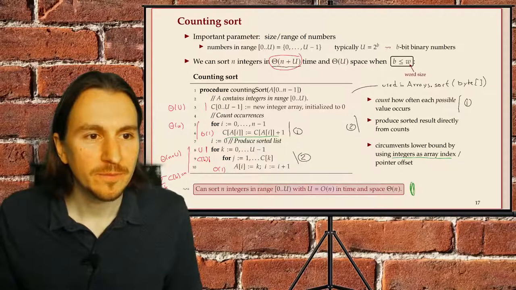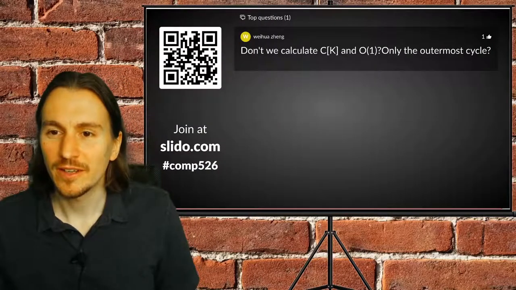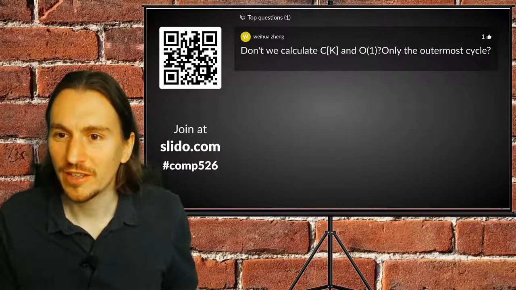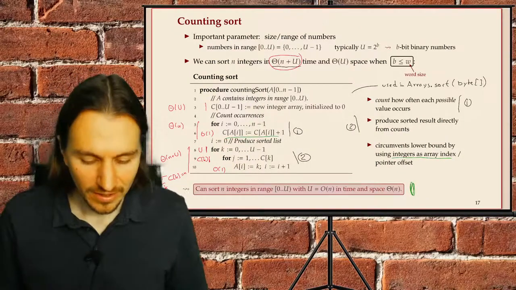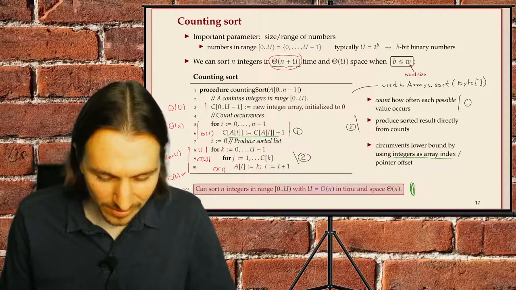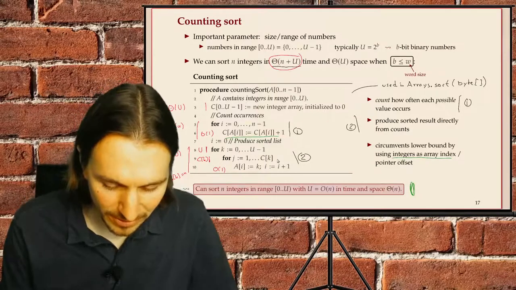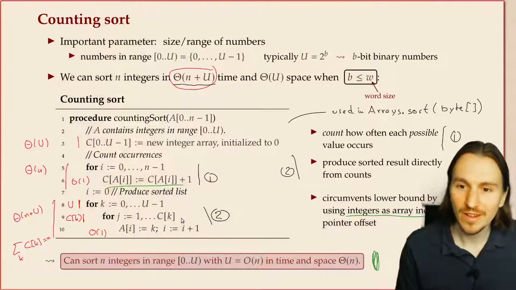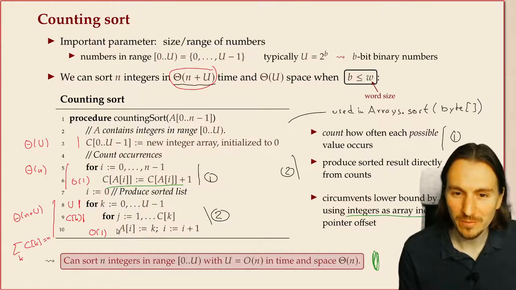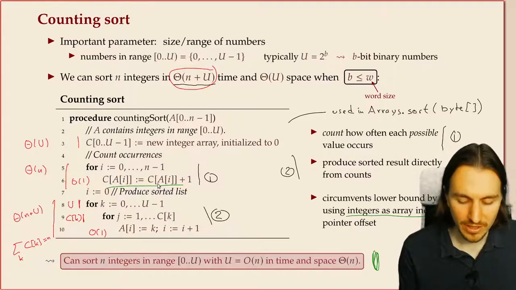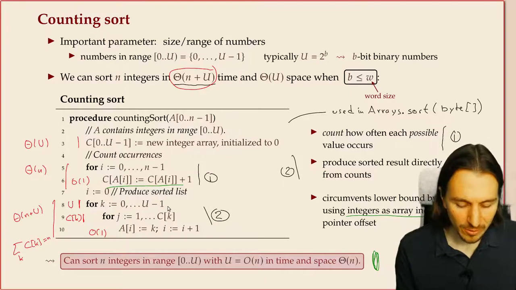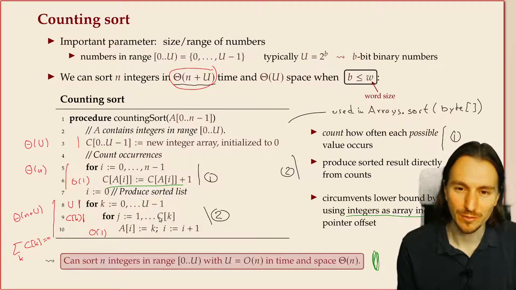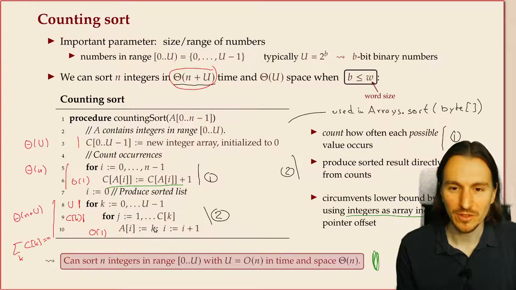There was a question on the analysis. Don't we calculate C[k] in the outermost cycle? So let's, not sure where that applies. It's probably about this loop here, I guess. We compute C[k] here, but we compute it by iterating, by incrementing it one at a time. Now in this loop here, we iterate through this loop one or zero times if C[k] is zero. And then we don't execute this at all.